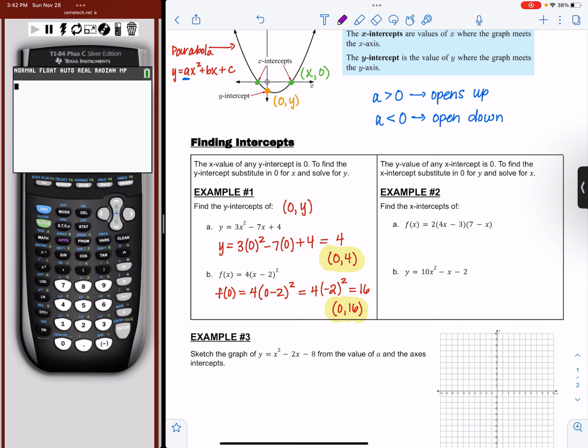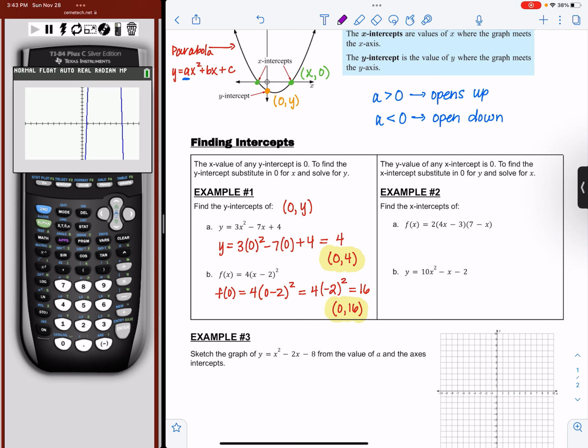For example number 2, it says find the x-intercepts of question A. It says f of x is equal to 2 times 4x minus 3 times 7 minus x. So we're going to go to y equals and type that in: 2 times 4x minus 3 times 7 minus x, and we're going to graph it. Remember, anytime you find the x-intercepts, you put in 0 for y and solve for x, so that is going to be the 0.